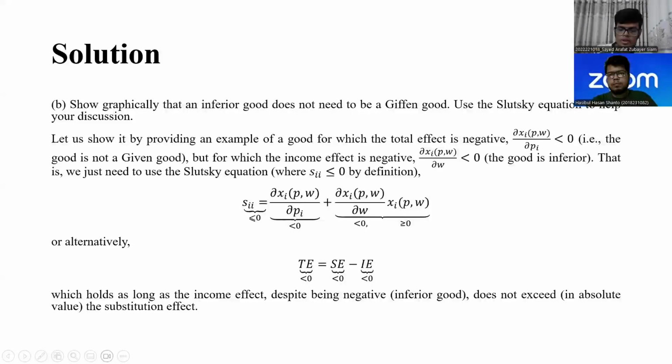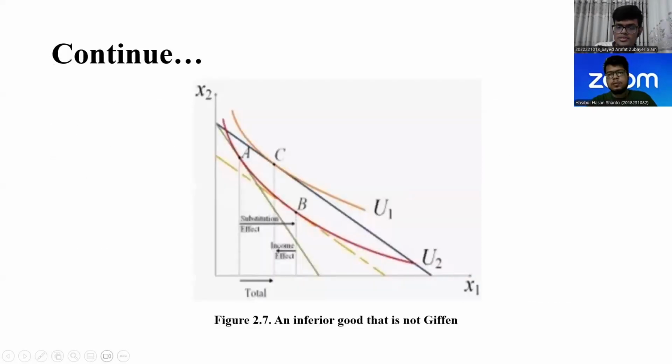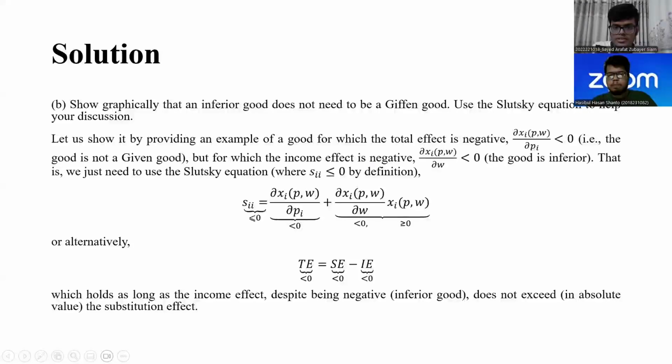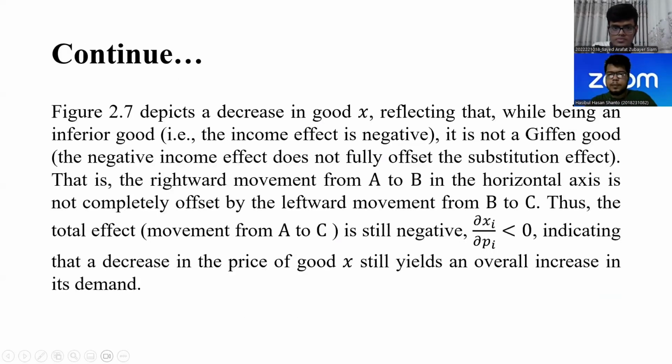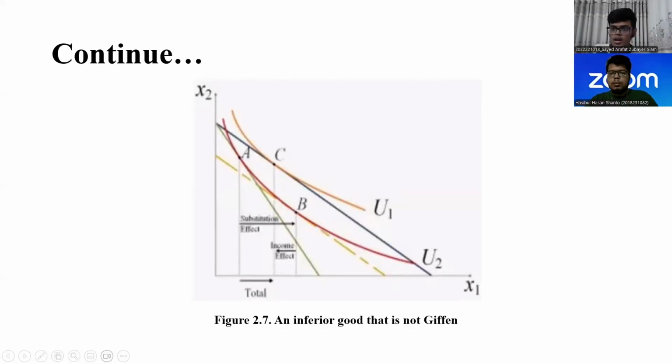And now coming to the question that Shanto mentioned earlier, here the substitution effect is actually higher than the income effect. You can see the substitution effect is higher than the income effect. So you see, Shanto, that is the main difference between the inferior good and the Giffen good. Okay, understandable. Shanto, do you have any questions or anything to add?